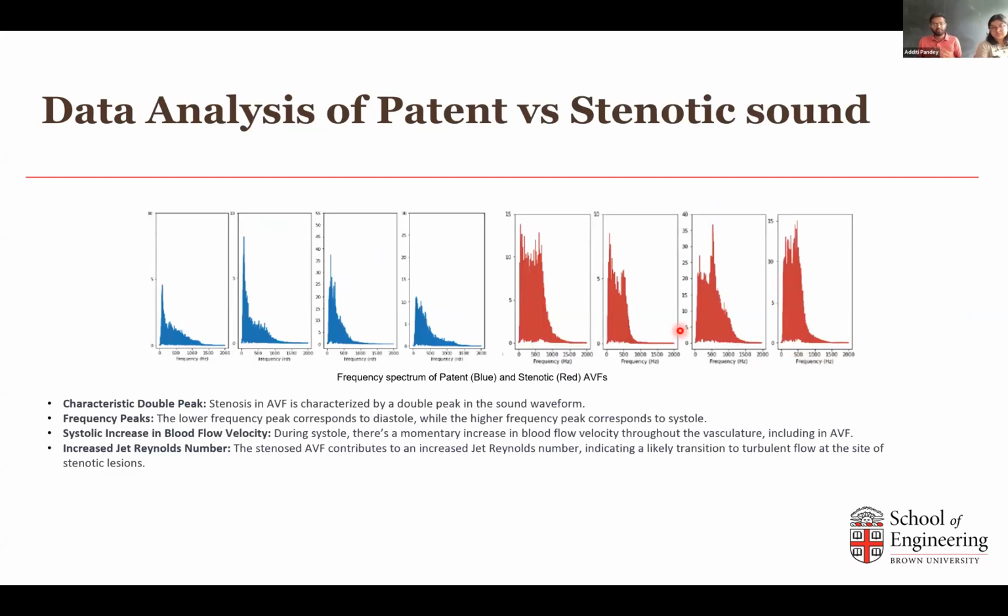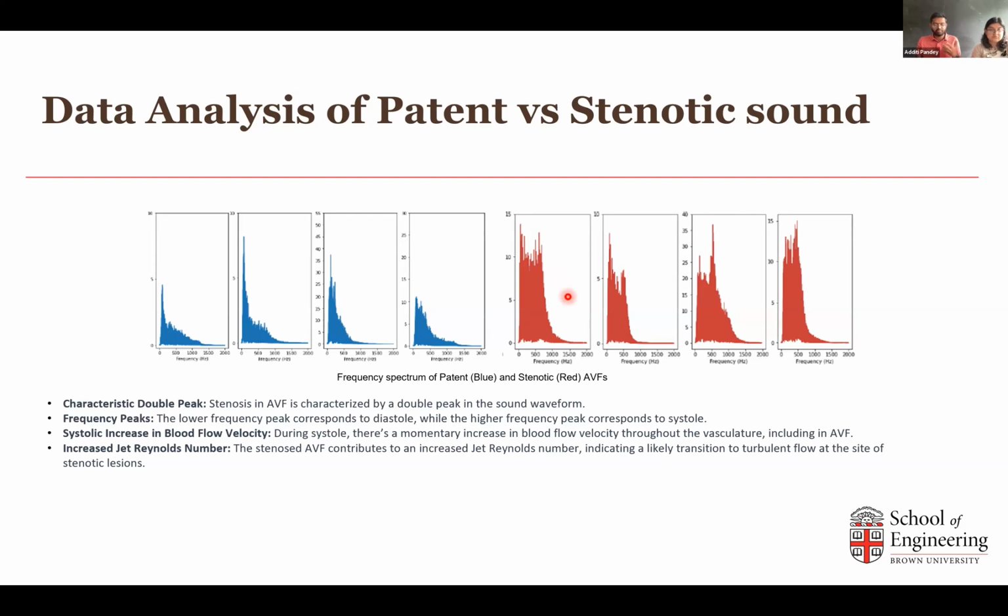So before moving to that, let's first analyze how the data looks for the patent versus stenotic sound in the frequency spectrum. As you can see here, the frequency spectrum is shown. The patent case is the blue ones, and the red ones are stenotic cases. There is a distinct double peak here, which serves as the primary identifier, and each peak represents different phases of the cardiac cycle. The lower frequency represents diastole, and the higher frequency signifies systole.